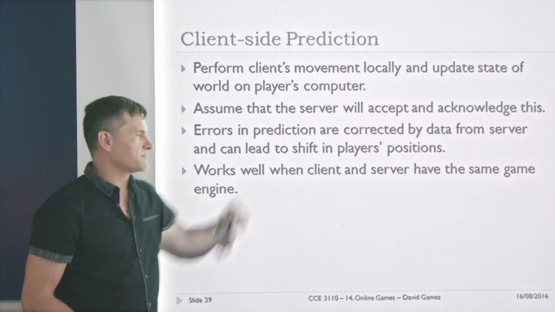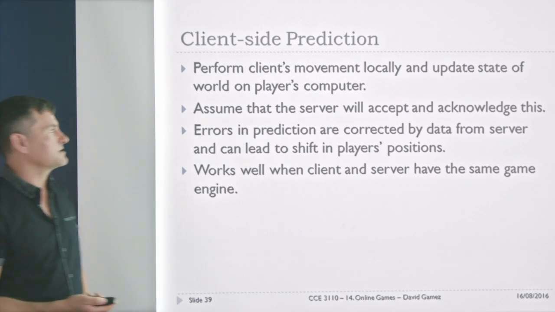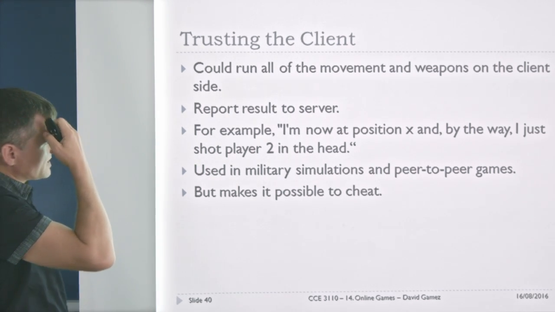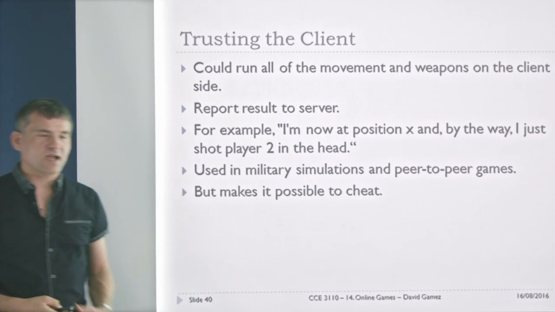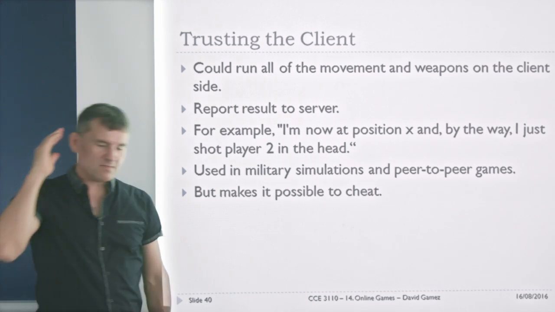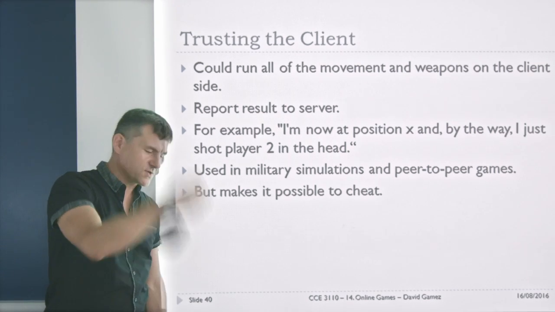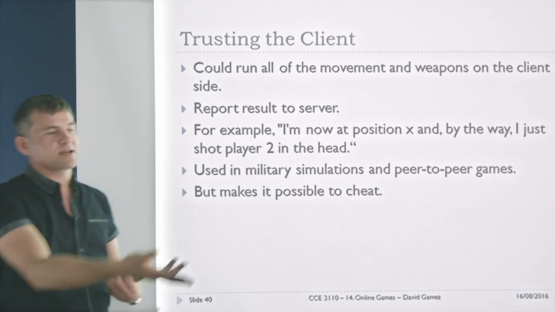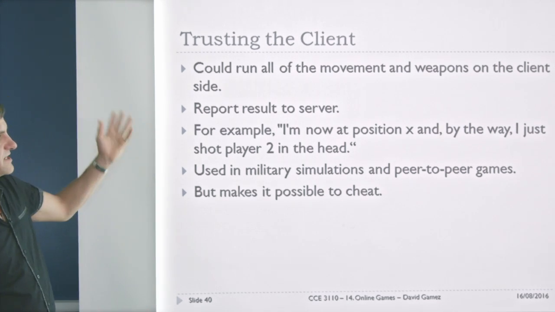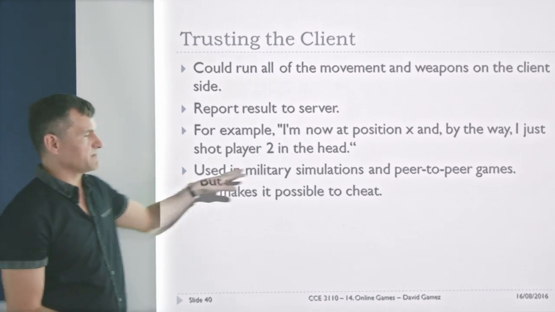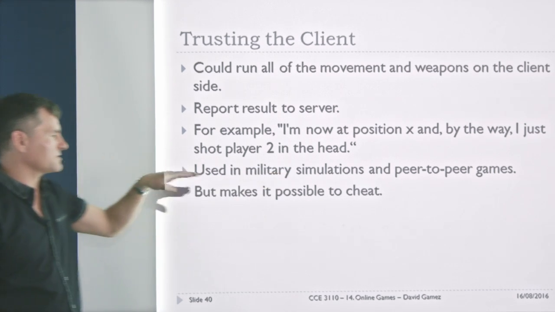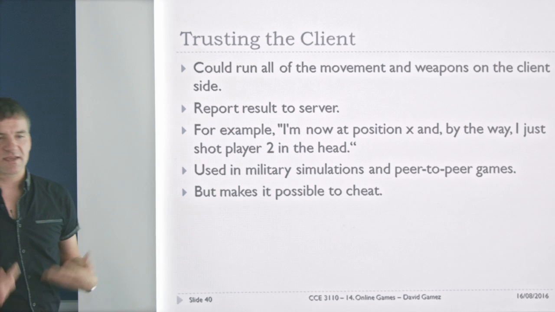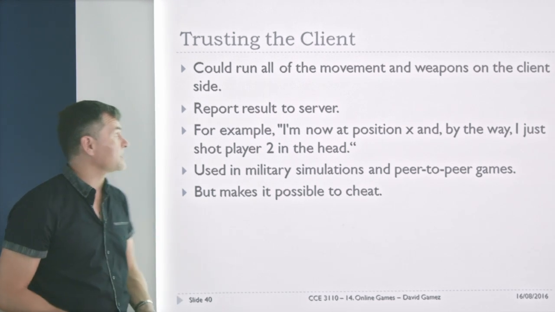So as I said, you might do this by having the same game engine running on the client and server. You could run everything on the client side and just report what happens. So, for example, I bash someone on the head with my sword, and then the client side just reports that I killed that player. But this could lead to cheating. But if you're running military simulations or a peer-to-peer game, then that's fine because you're not worried about cheating. You're just worried about getting the most snappy response time.